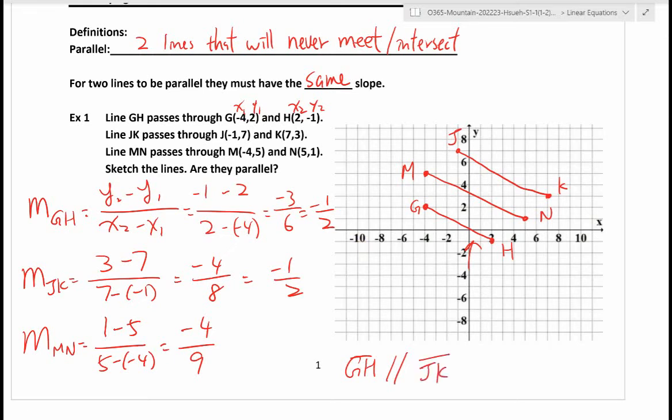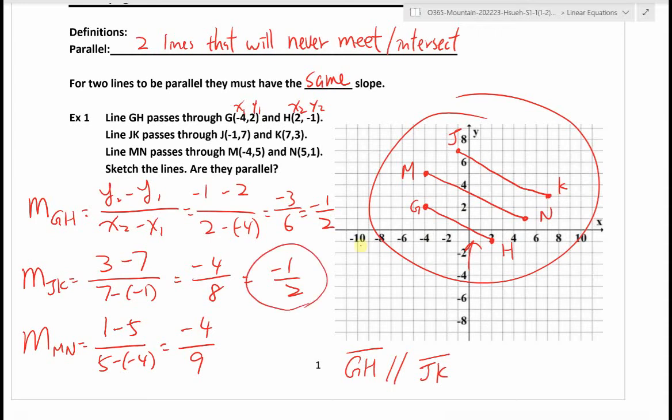Because they have the same slope. Okay, line segment GH is parallel to line segment JK because they have the same slope. Again, if you just look at the graph, it's kind of hard to tell. So it's always nice to be able to calculate the value of the slope, then you can be sure if they are parallel or not.